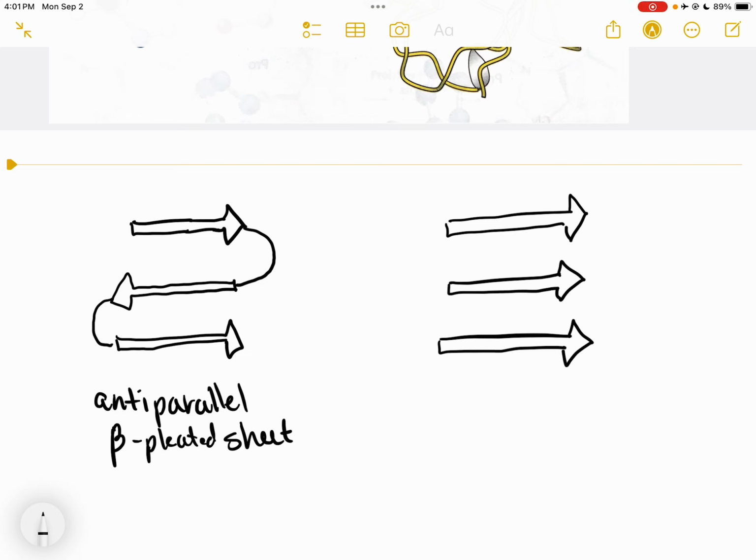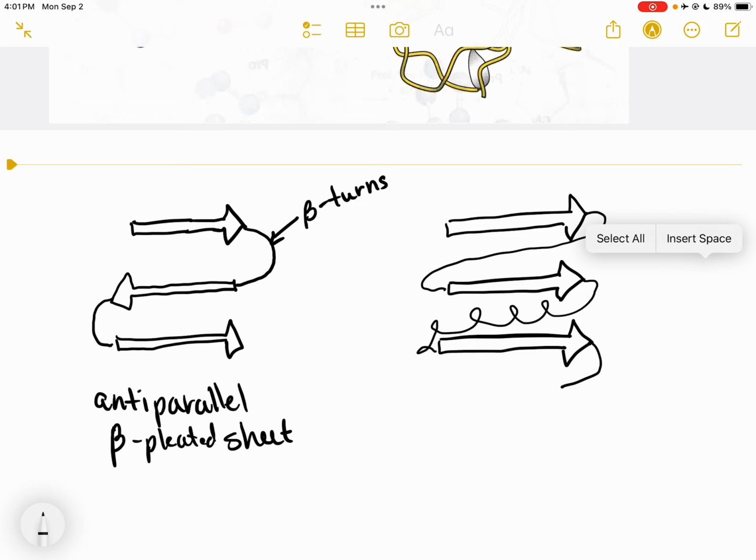So how would you connect this? Somehow you'd have to have some other arrangement, maybe an alpha helix, to connect them. These would be connected by beta turns, or sometimes they're called hairpin turns, or loops, depending on how long they are. So, yeah. Maybe this is a loop.